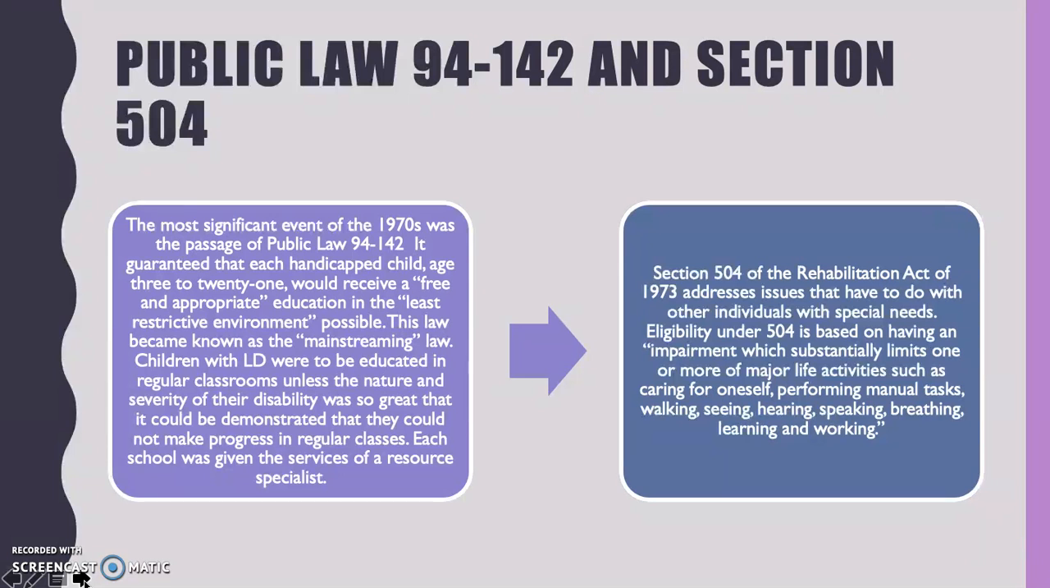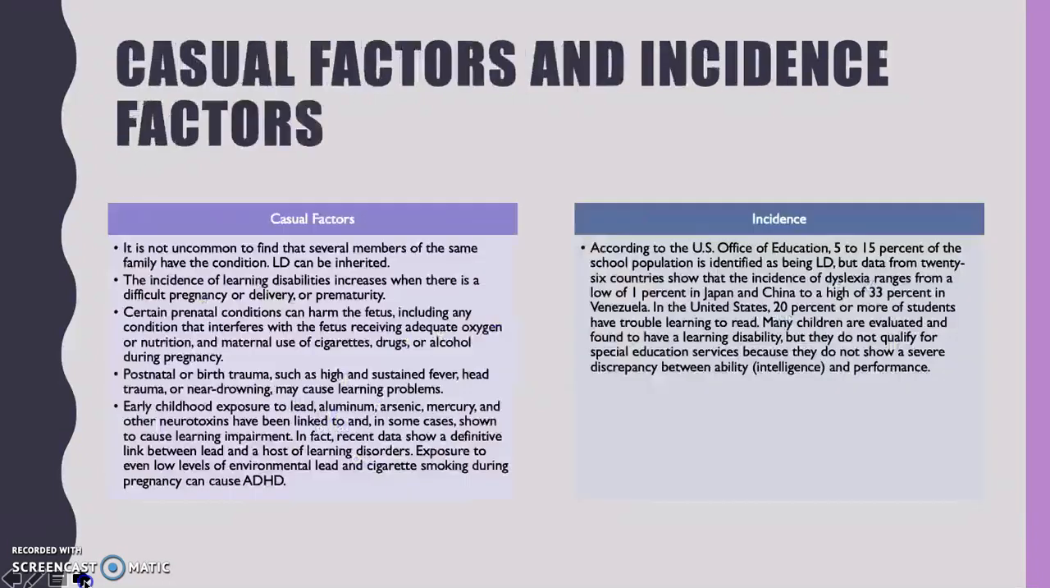Section 504 of the Rehabilitation Act of 1973 addresses issues that have to do with other individuals with special needs. Eligibility under 504 is based on having an impairment which substantially limits one or more major life activities such as caring for oneself, performing manual tasks, walking, seeing, hearing, speaking, breathing, learning, and working.